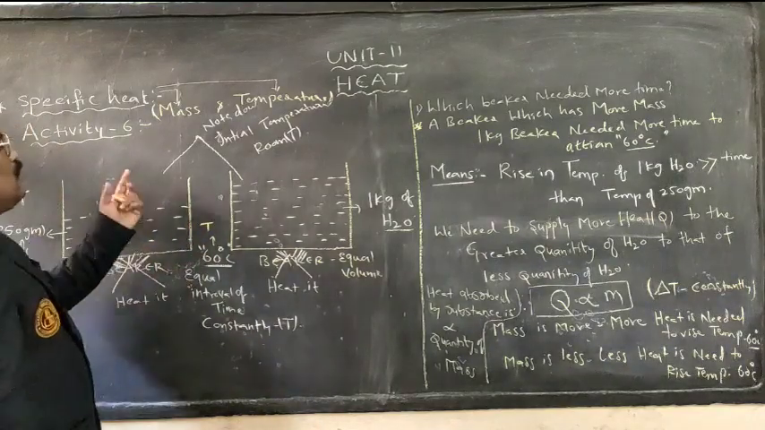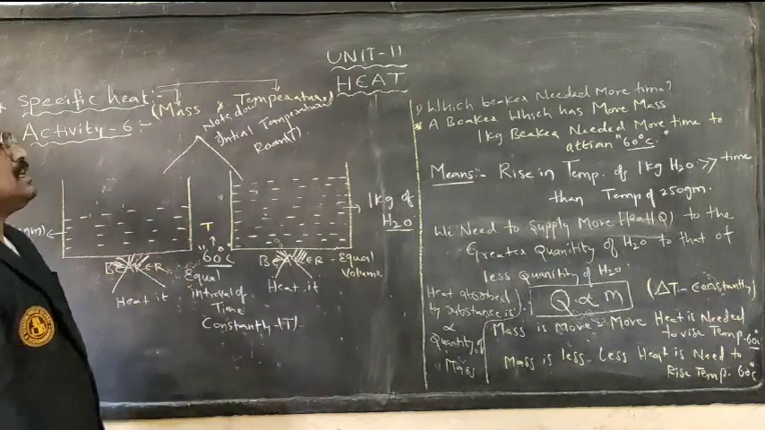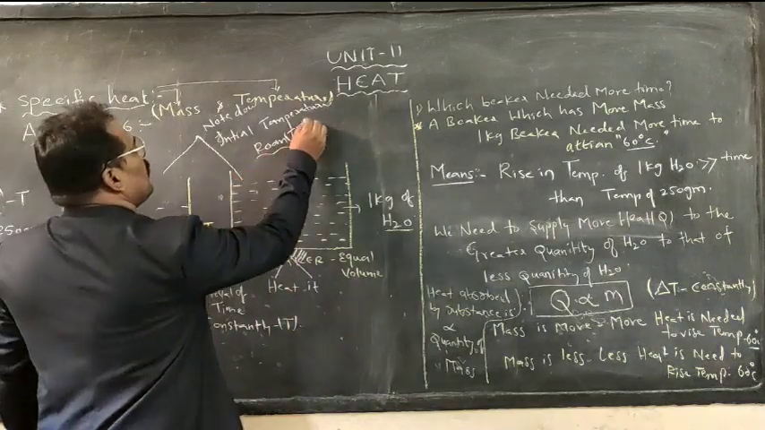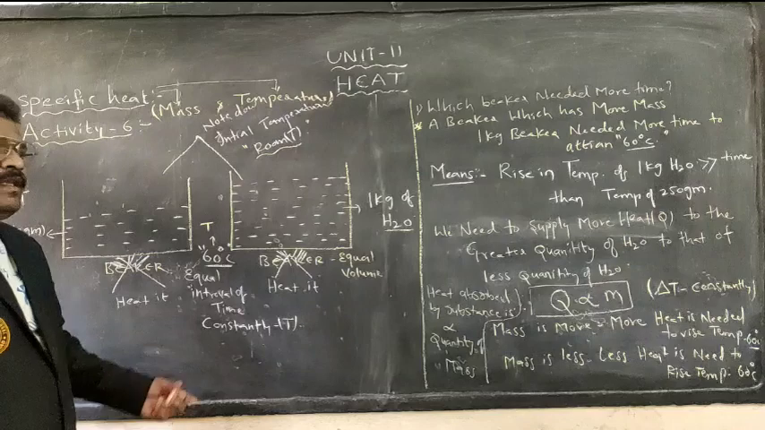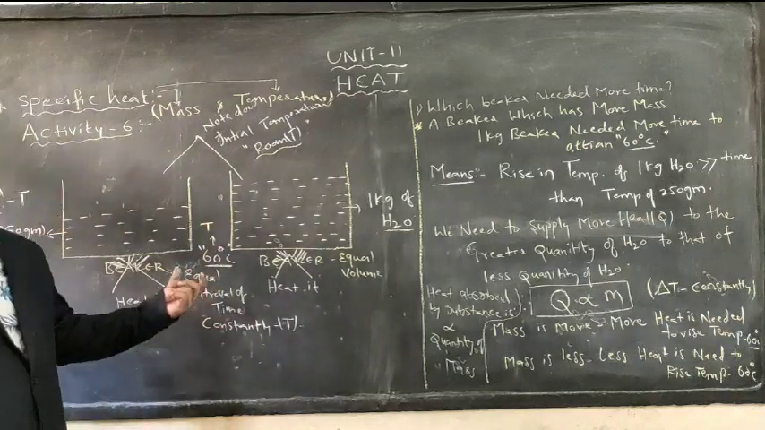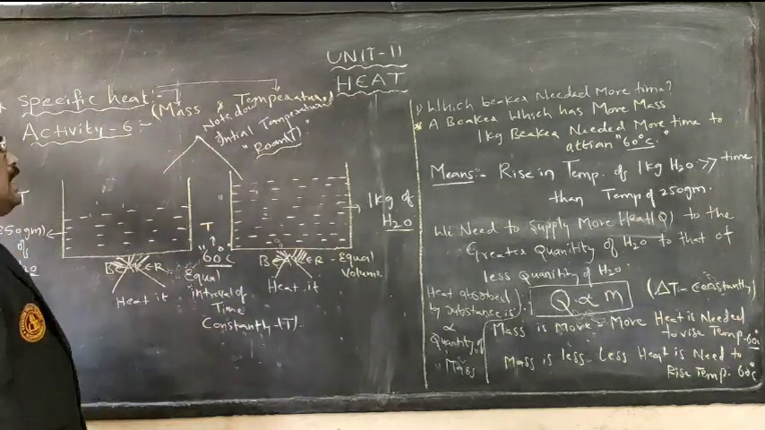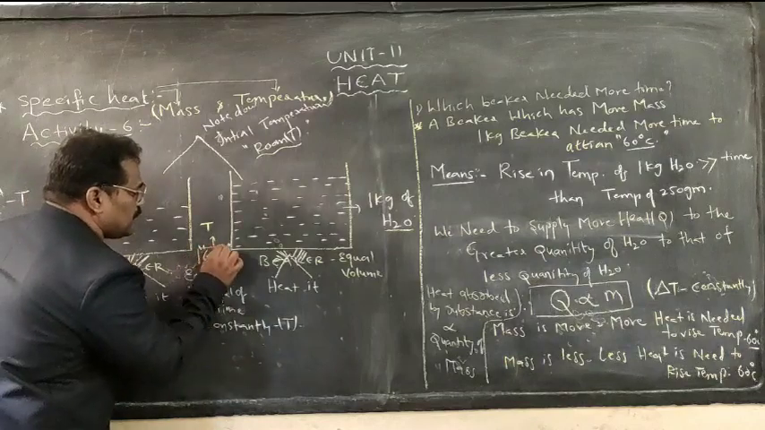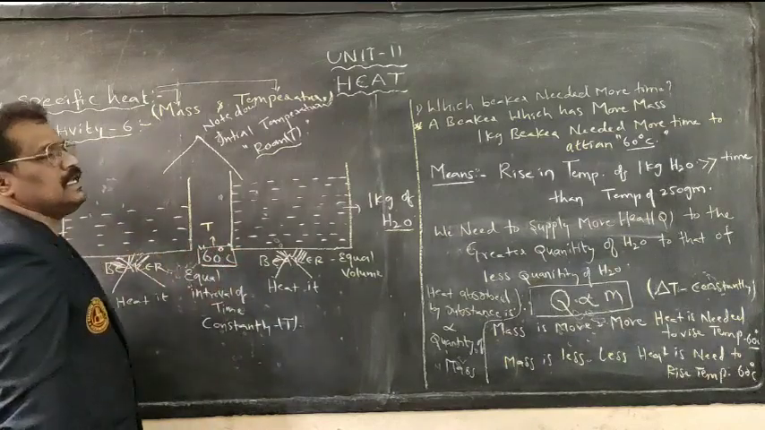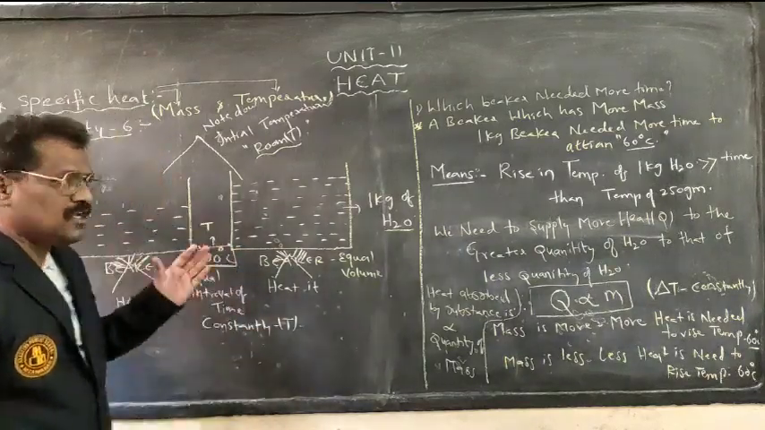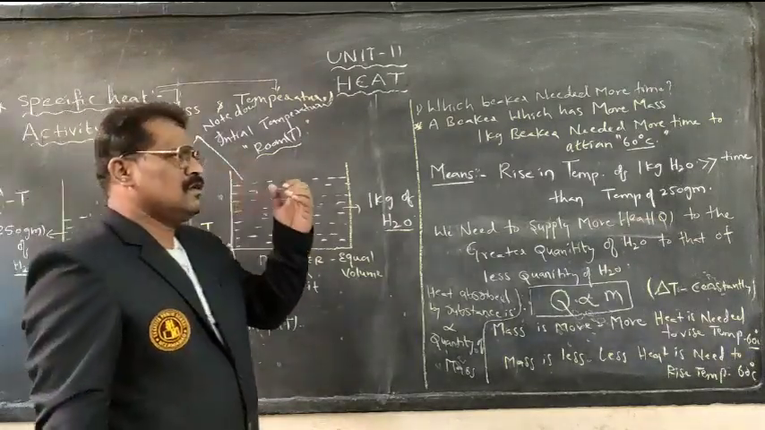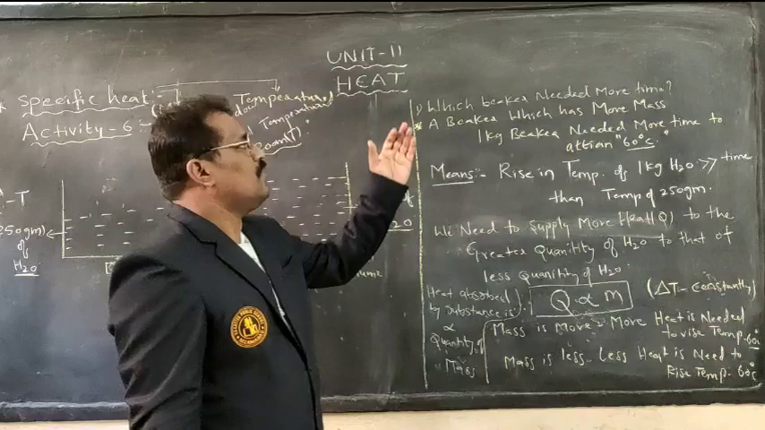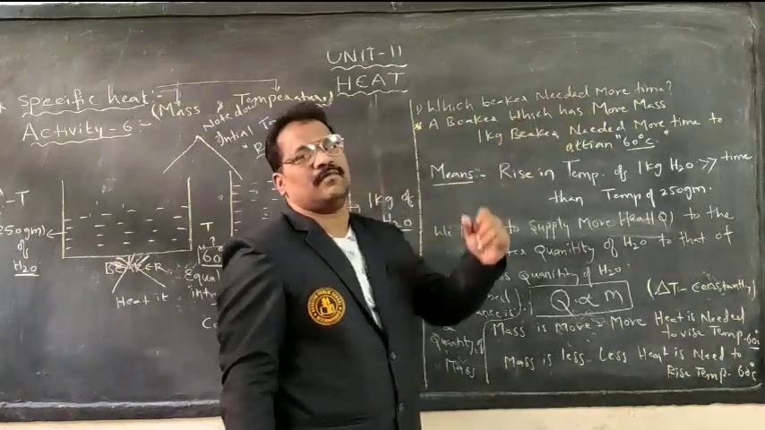Before heating, note down their initial temperatures. Their initial temperature will be the room temperature of the water. Later on, heat them gently at equal intervals of time until they attain a temperature of 60 degrees centigrade. Observe it. Now a question arises in our mind. What is that question? Which beaker needed more time?